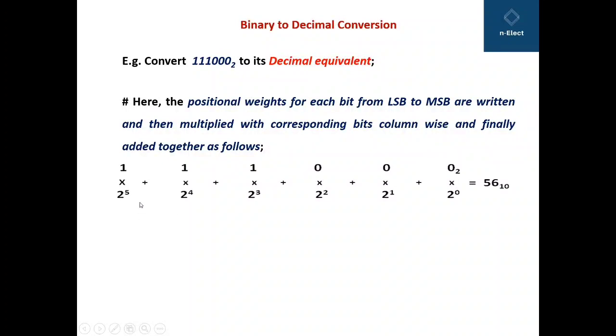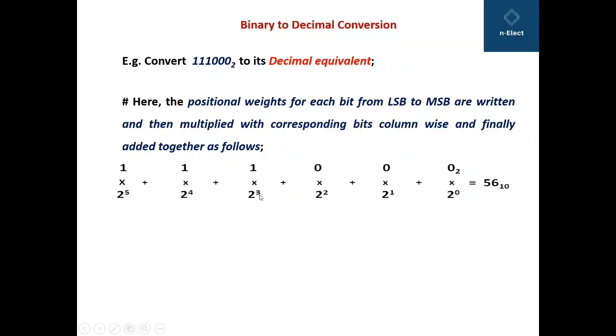See here what happens. We have first written the number 111000. And from LSB to MSB we have written the weights as 2 raised to power 0, 2 raised to power 1, 2 raised to power 2, 2 raised to power 3, 2 raised to power 4 and 2 raised to power 5. Now the weights written below the bits that are 0 will definitely cancel out because we have to multiply column wise, right? So we perform this multiplication. This will be 0, this will be 0 and this will be 0. So these will not come in the picture. Only these three numbers will come in the picture.